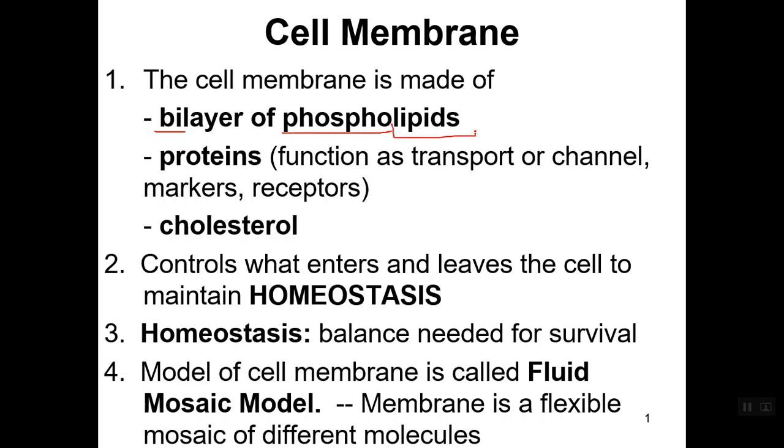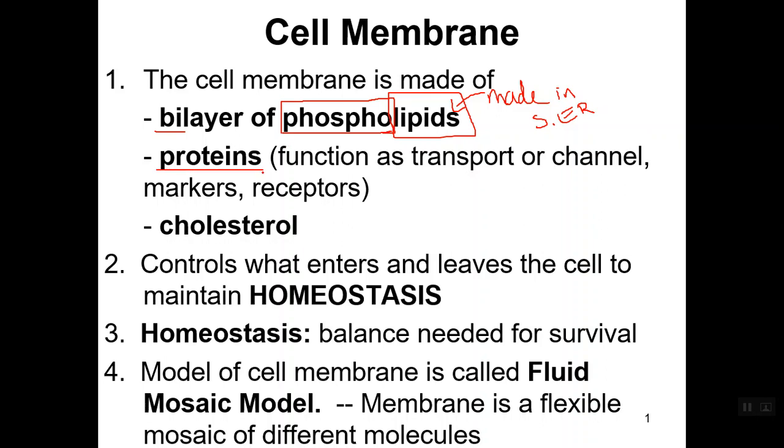phospholipids. Well, we know that a lipid is basically fatty acids. That's the monomer, right? But we're adding something to it. We're adding a phosphate group, and I'll show you what that is in a second. So we have a bilayer of phospholipids. That's most of the cell membrane. And remember, the lipids are made in the smooth ER.